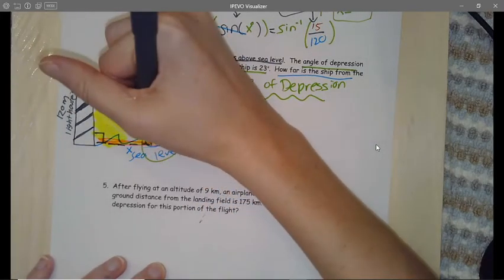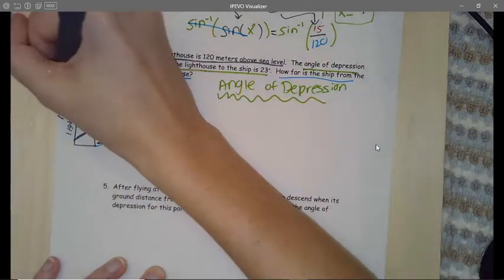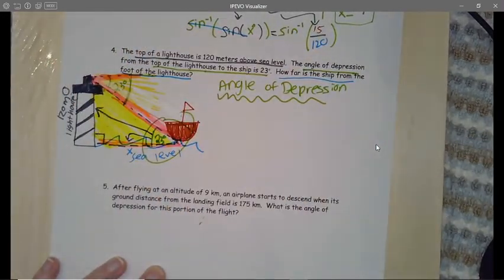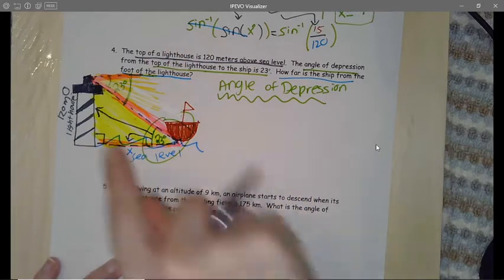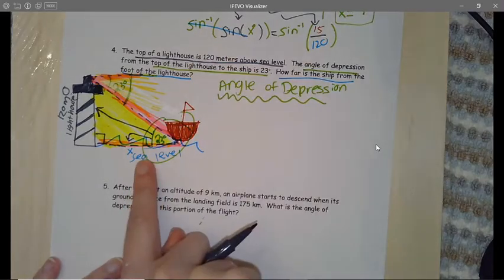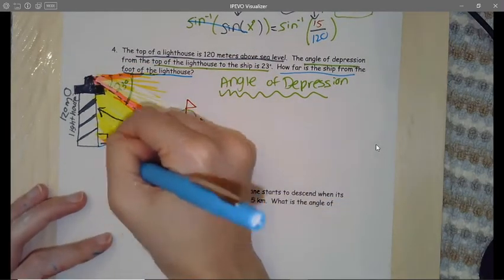This is the side that's directly across from my angle, which means it is the opposite side. This is the side that is right next to my angle, but it's not the hypotenuse, because the hypotenuse is the side across from my right angle. So that would be the adjacent side.